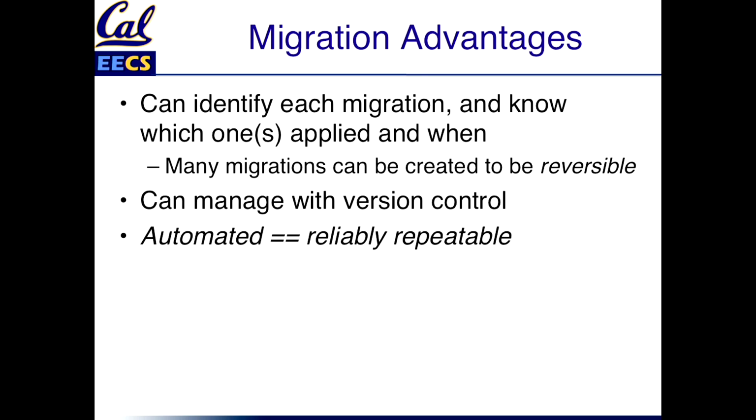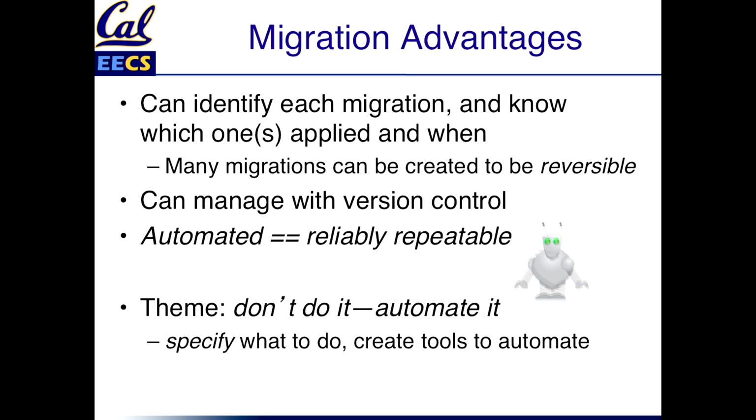And because you can automate them, it's reliable, right? You can repeat it. You can run the migration multiple times on multiple machines, and it will have the same effect. So the theme here that we're seeing with the happy dancing robot is don't do it, automate it, right? If you're thinking about doing it, stop and start thinking about what kind of a tool might I be able to use to automate the task I'm about to do so that I can do it repeatably and track each time I do a change why I did that change and what it is.